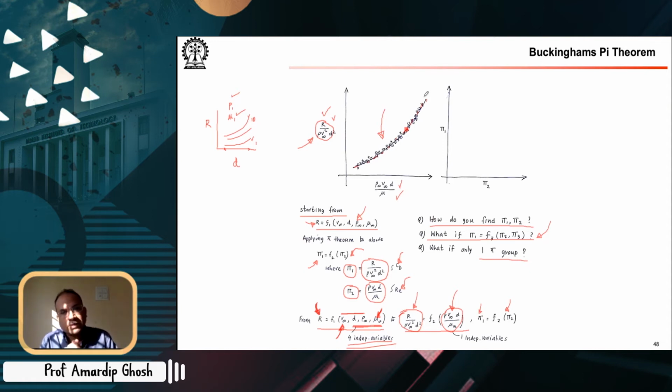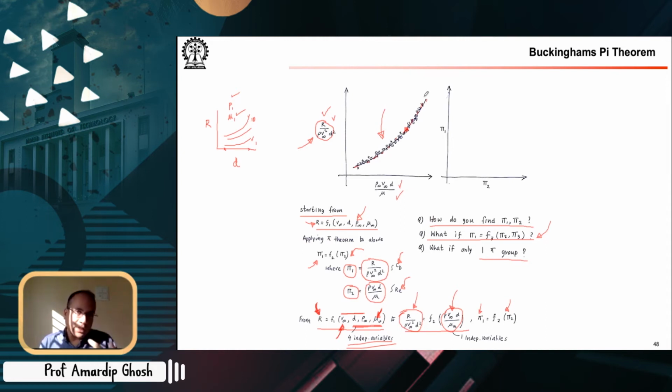So we will see some line like this, depending on the functional relationship between these two pi groups. I must emphasize again that this functional relationship is obtained experimentally. The pi theorem doesn't give us any insight into what the functional relationship between these non-dimensional groups would be when you run an experiment and get these plots.